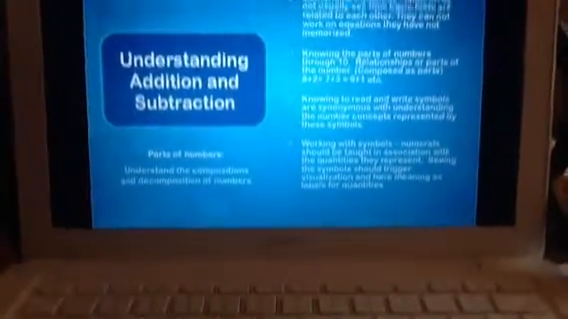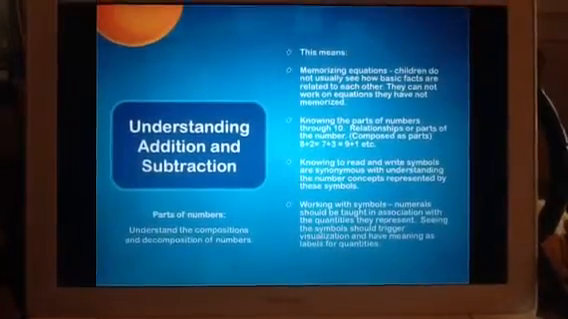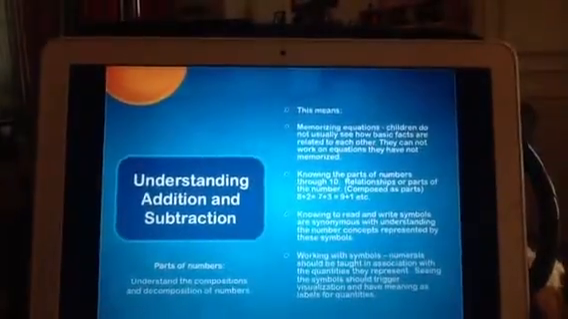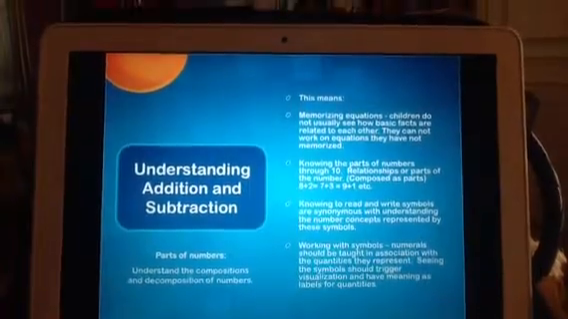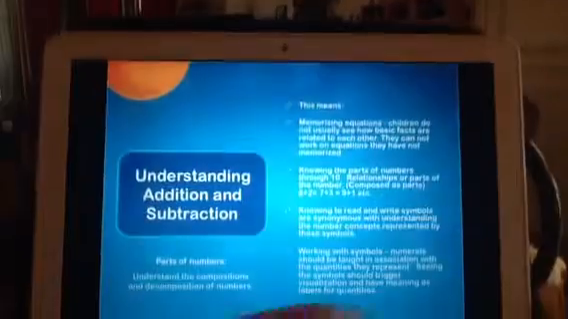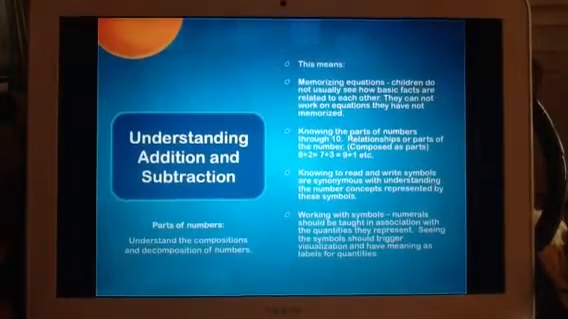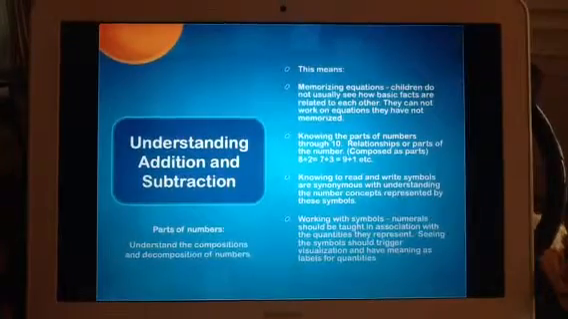Some basic math facts, such as the doubles, are good to memorize because then you can add and subtract. But if your child hasn't seen a certain problem before, they should be able to use strategies to work that out. And this comes up to knowing the parts of numbers through 10. The relationships or parts of the number. So composed as parts of 8 plus 2 equals 7 plus 3 equals 9 plus 1.